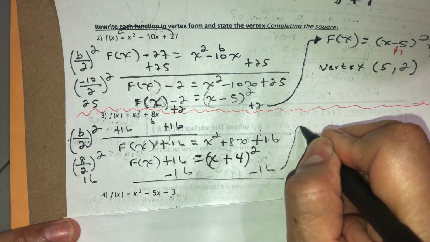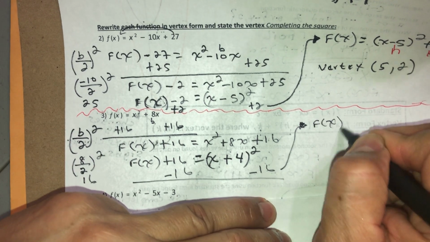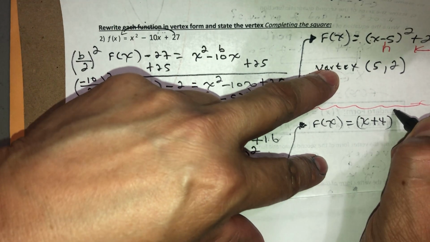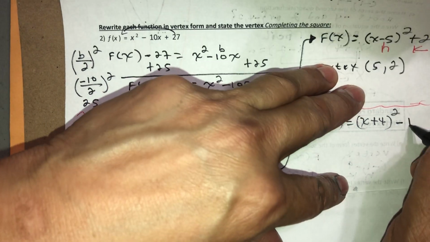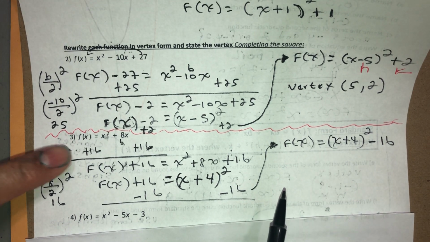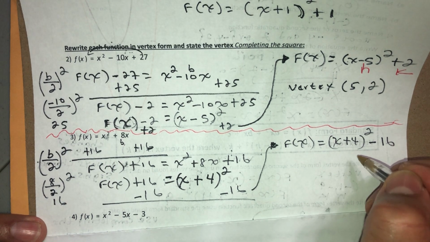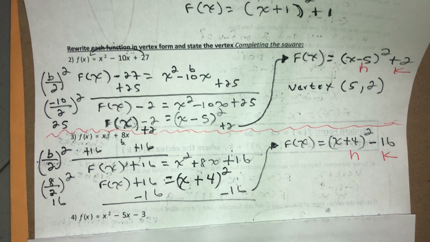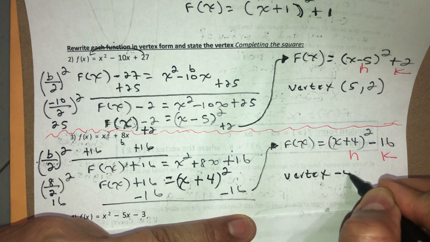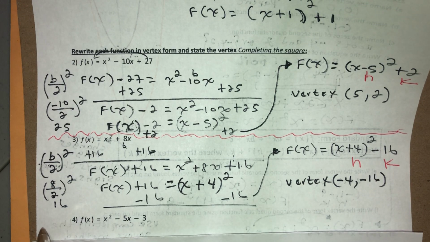So my vertex form of that equation will be f of x equals x plus 4 squared minus 16. So that is the vertex form of that one. Okay? So now, what is the vertex? That's h and that's k. So the vertex for that problem is going to be -4 comma -16. And I have done another one.